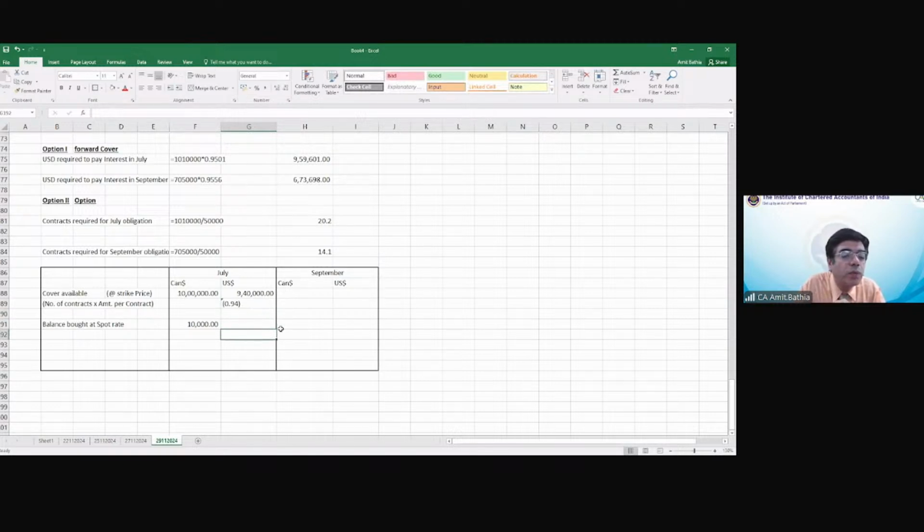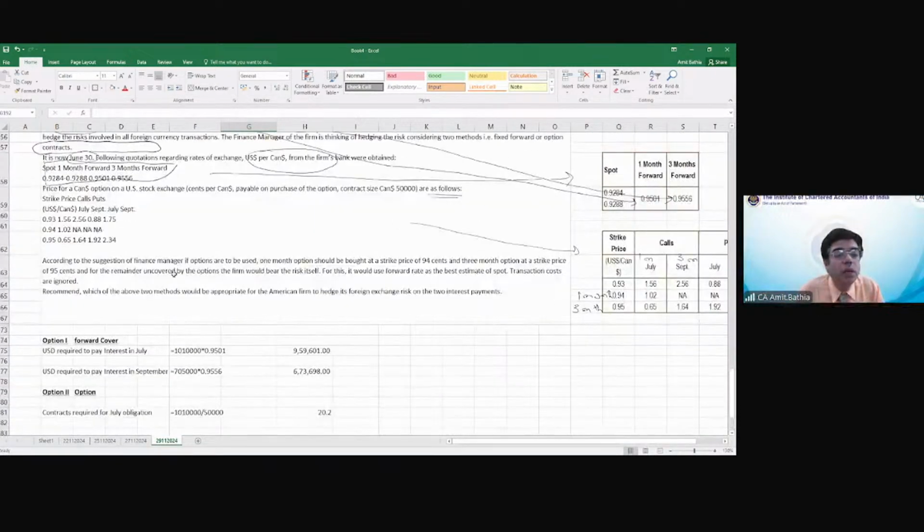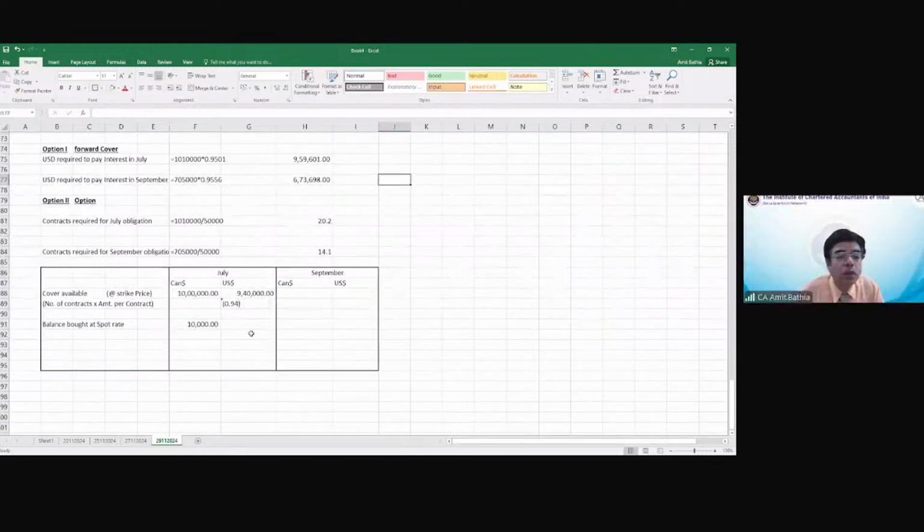Now the balance I need to buy at spot rate. So what is the spot rate given to us? We are informed here that it would use forward rate as the best estimate of spot. So what is the forward rate for 1 month? 0.9501, right? So 10,000 into 0.9501. So I'm going to pay 9,501 for the total value.